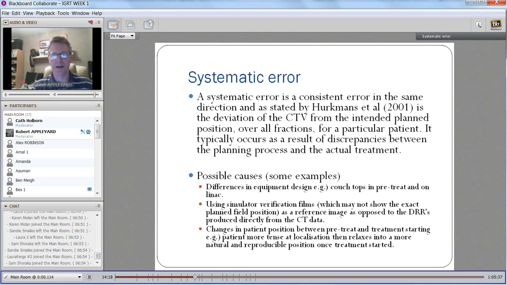As opposed to random error, we have systematic errors. These are consistent, and typically we see them arising in the pre-treatment stages, and then we see them to the same extent and direction at every fraction during radiotherapy. Now, as I said, random errors can have a systematic component. So you could see a random error which has a systematic essence to it. We will see that in the same direction and to more or less the same extent throughout the course of treatment. And some examples are there at the bottom.